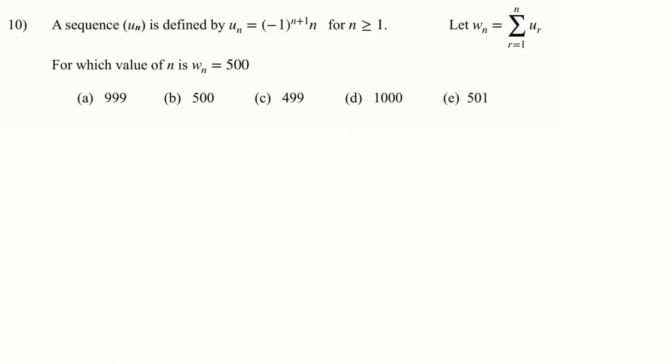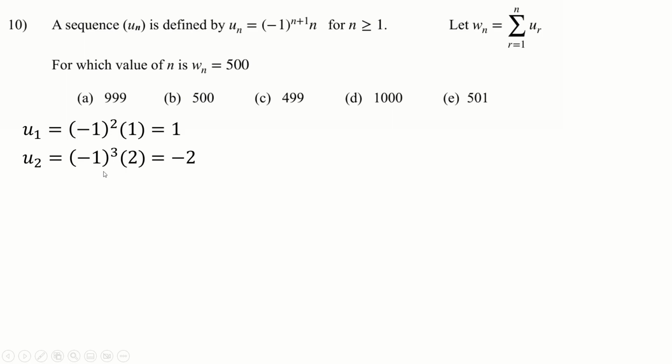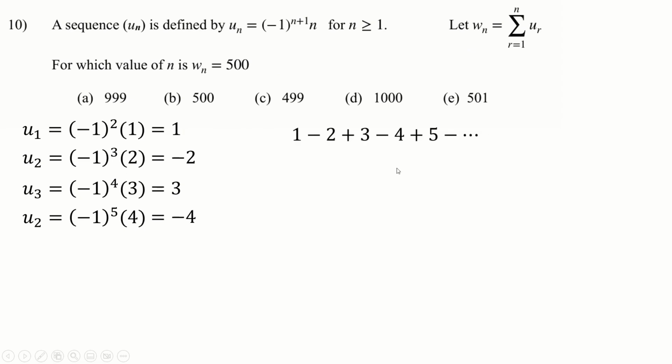Number 10 then, I think this is the last of the sequence ones. Got another sequence defined like this. Let's just play with it a bit. U1, I guess, is just minus 1 to the 2 times 1, just replacing all the n's with 1s. That makes 1. U2 replacing all the n's with 2s is this. U3 replacing all the n's with 3 is that, and so on and so on. Every other term will be negative, of course. So Wn is the sum of all the terms up to n. So Wn is just all of these added together, right, like this, and you just keep going and going and going. And we want the value such that this sequence adds up to 500.